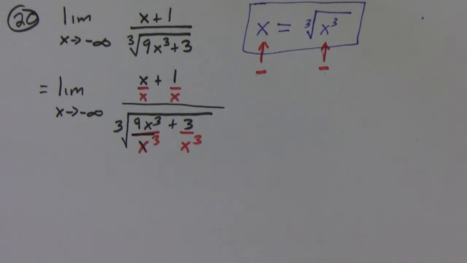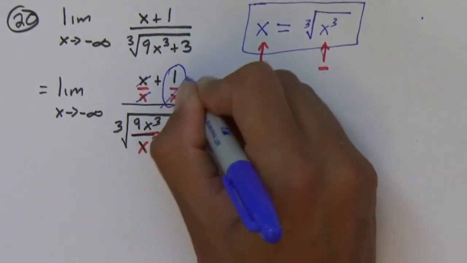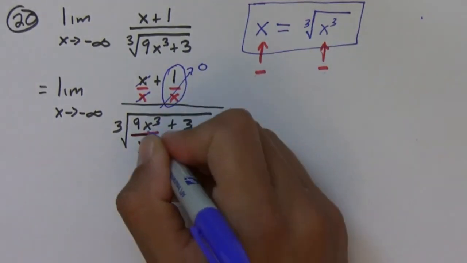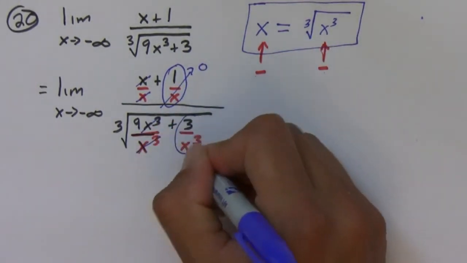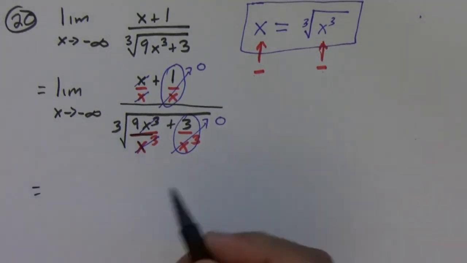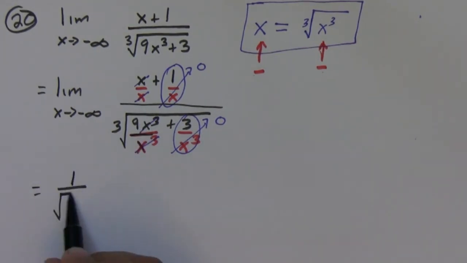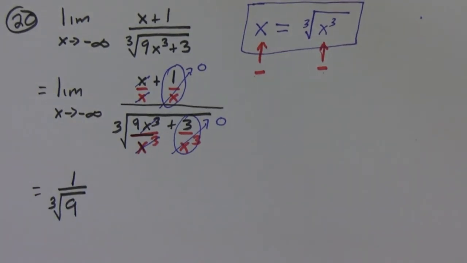Alright, so now we simplify. These simplify, and this one is going to go to 0. These simplify, and this one is going to go to 0. So what we have here is 1 over the cube root of 9. And that's it.